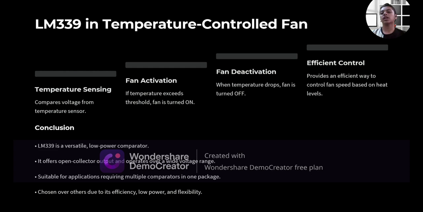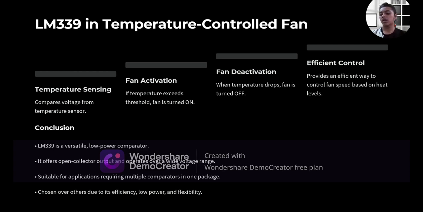Now we see LM339 in a temperature controlling fan. So, temperature sensing: compare voltage from the temperature sensor, and if temperature exceeds the threshold, the fan is turned on. And fan deactivation: when temperature drops, the fan is turned off. An efficient control provides an efficient way to control fan speed based on the heat levels.